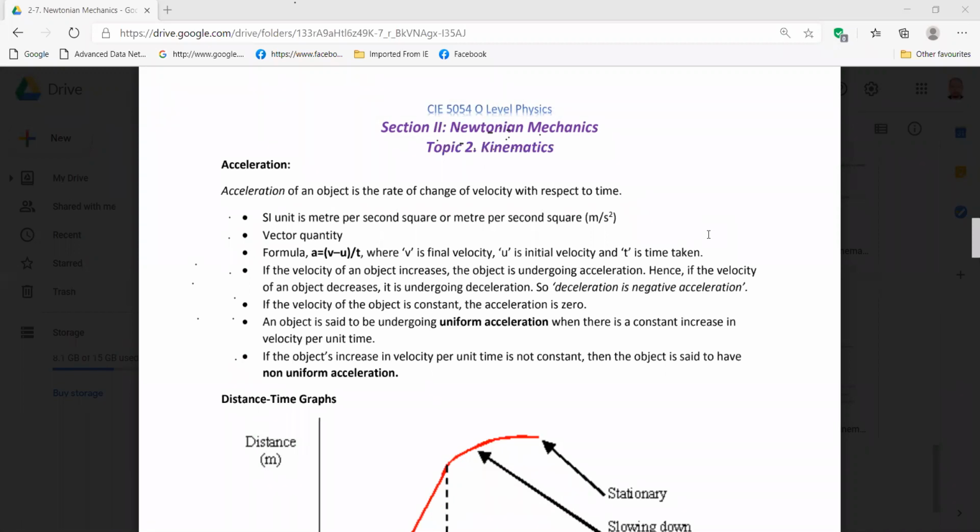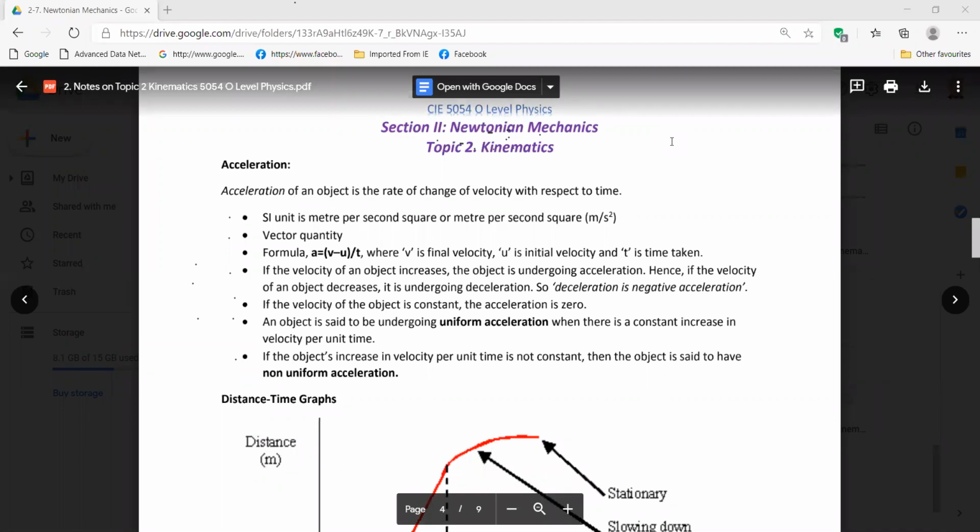Is it clear? So the car's velocity was 0 meter per second. Now the car's velocity is 5 meter per second, right? So velocity increases from 0 to 5. And for this whole process, the car needed 2 seconds. How much time? 2 seconds.